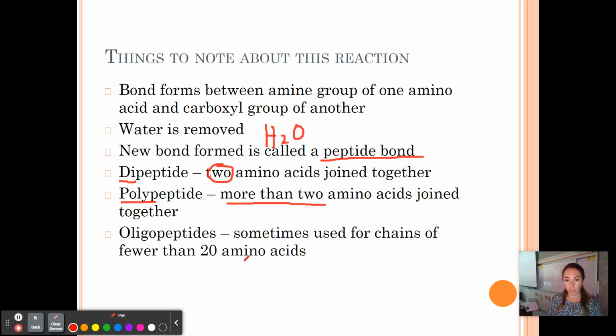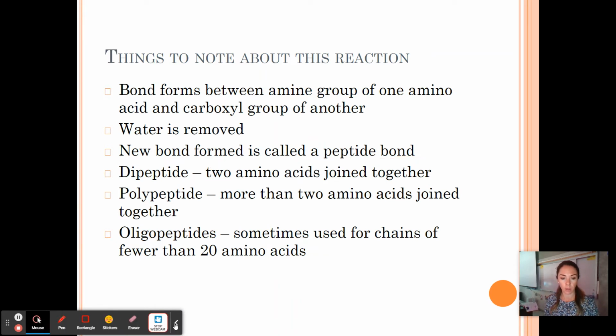Those 20 amino acids that our body builds, or I'm sorry, just cells build all proteins from, we're going to look at in a second. But just know those for now, right? So dipeptide, poly, and oligo. So make sure you write that down. There we go, and have that language in your notes.